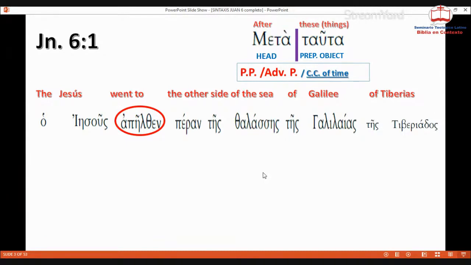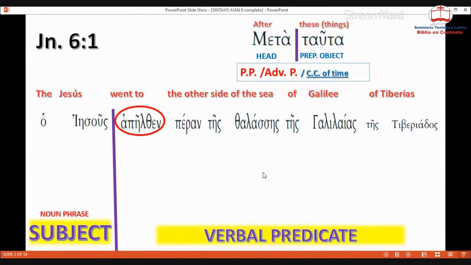And why is it so useful to find the verb first? Because it will allow us to split the sentence into its two parts, subject and predicate. In this case, the predicate is a verbal predicate because it can be nominative too, when we have a linking verb. But this is verbal because the verb apilthen is a verb of action. It's a verb of movement. If the verb were a linking verb, then the predicate would be called nominative predicate, but that's not the case here.